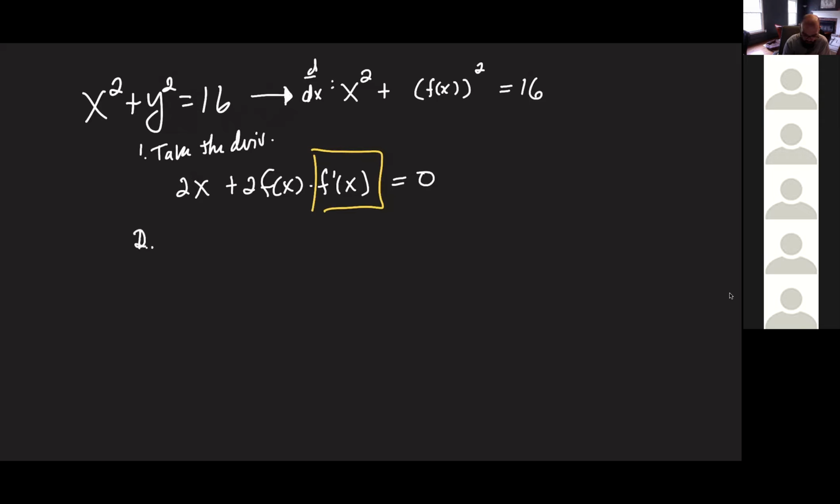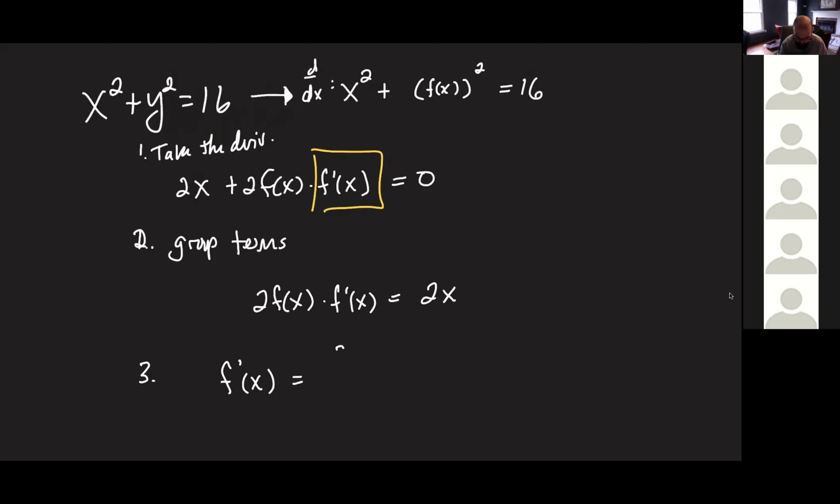Now step 2 is group your terms. So anything that doesn't have an f prime in it, I'm going to put on the other side. So what I get is 2f of x times f prime of x is equal to negative 2x. And then step 3, we work through algebra to solve this for f prime of x. In this case, we get f prime of x is equal to negative 2x over 2f of x. Simplifying a little bit, these 2's are going to cancel out.